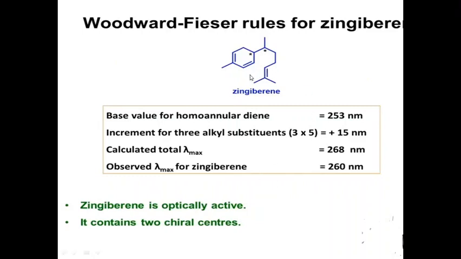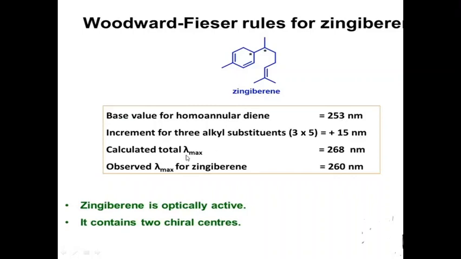Next, we come to how to determine the lambda max value for zingiberene, as we have studied earlier. As you can see, this is the final structure of zingiberene, containing 2 conjugated double bonds and 1 isolated double bond. Here this is a homoannular diene, and so the base value for a homoannular diene, according to the Woodward-Fieser rule, is 253 nanometers. There are 3 alkyl substituents and ring residues. As you can see, 1 methyl substituent is present, so +5 will be added for it, and 2 ring residues are present in this zingiberene. So a total of 15 nanometers is added to this base value.